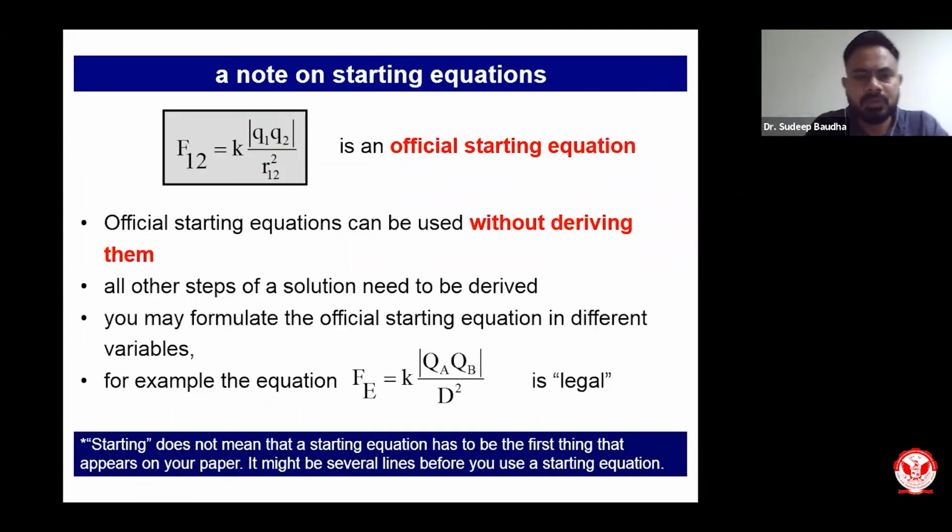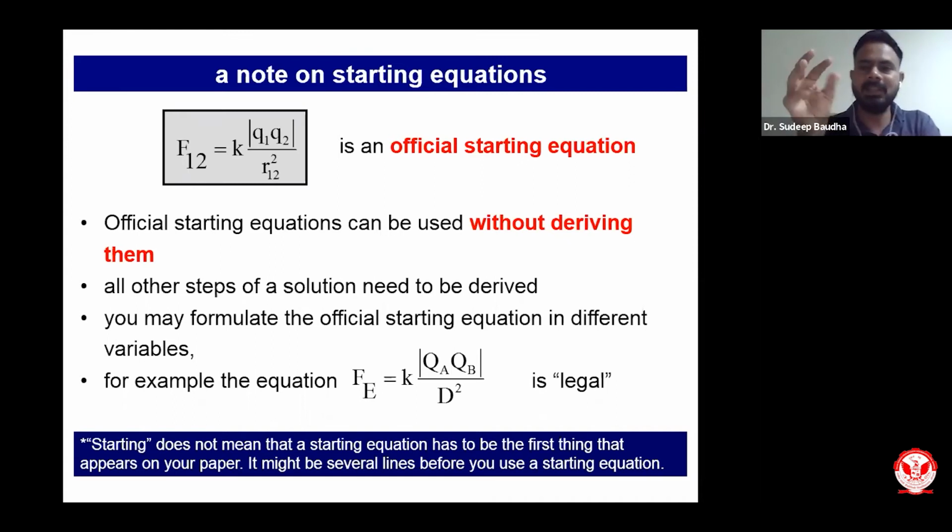Okay. So this is an official starting equation. When I say official starting equation, F12 equals K Q1 Q2 upon R12 square, where I am considering two charges, Q1 and Q2. R12 is the radial distance. So official starting equation means an equation which we consider as a fundamental law. We don't go with the derivation of this particular equation.